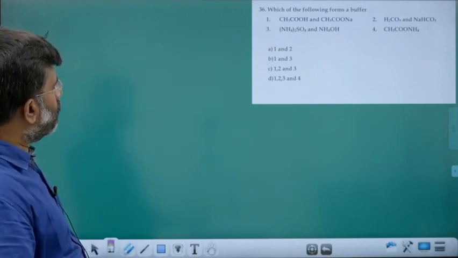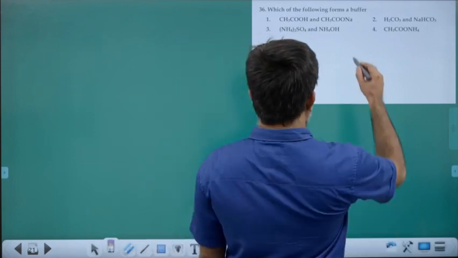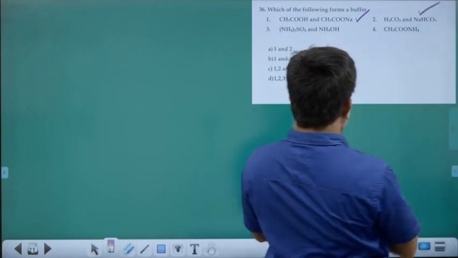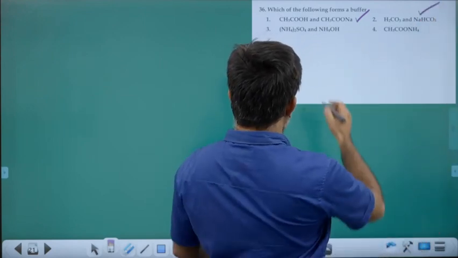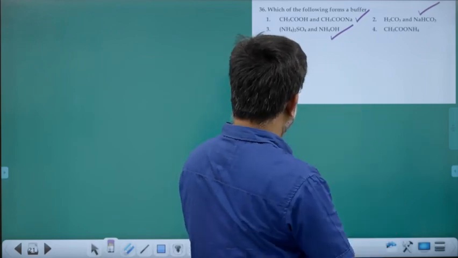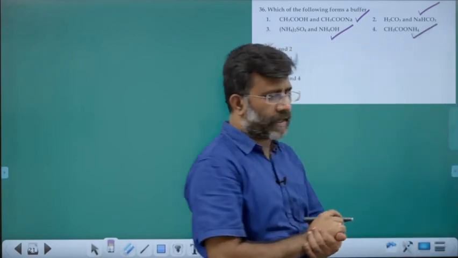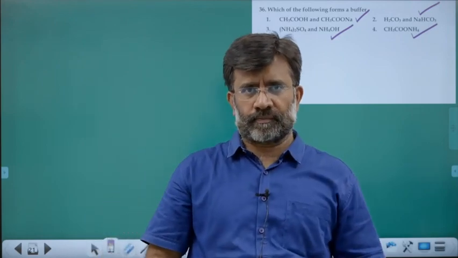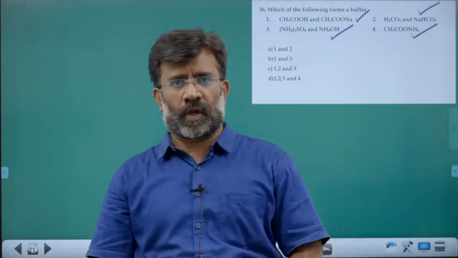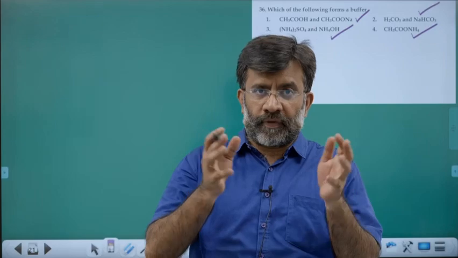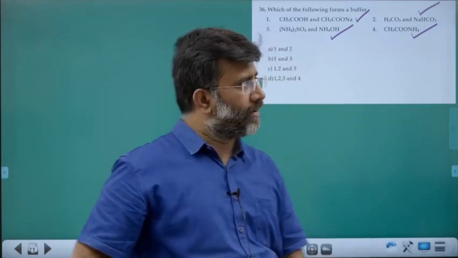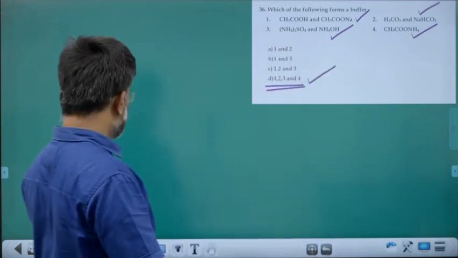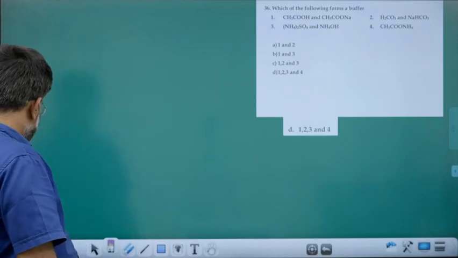Which of the following forms a buffer? This is a buffer, a weak acid and its salt. This is a buffer, a weak base and its salt. This is a buffer, a salt of weak acid and weak base. You see, a weak acid and its salt is an acidic buffer. A weak base and its salt is a basic buffer. A salt of weak acid and weak base can also act as a buffer. The answer is 1, 2, 3, 4, all. Option D. Next.